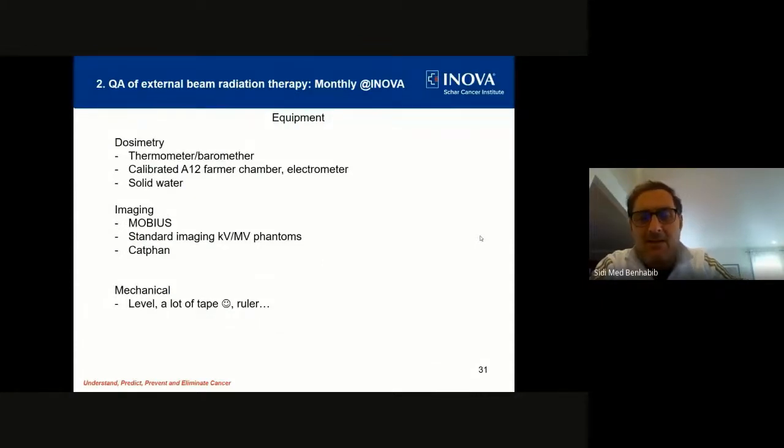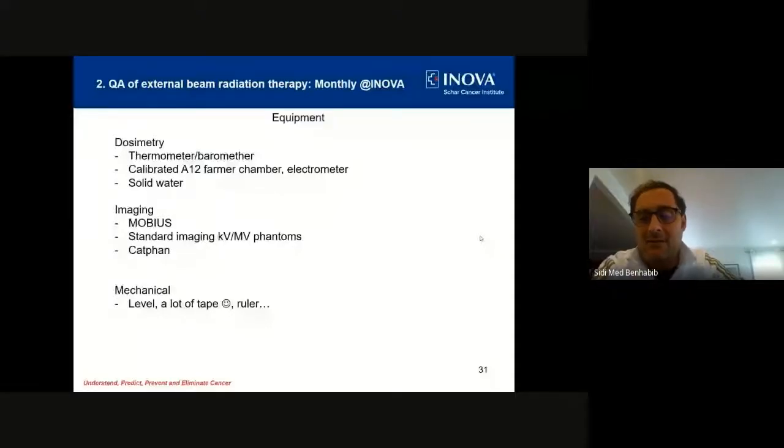Monthly QA, as I mentioned, so what are the tools that you need? You need a thermometer and a barometer to correct for temperature and pressure. And then you need an A12 Farmer chamber and an electrometer. And we usually do it in solid water. It is not convenient to do it in liquid water. We do the liquid water only one time a year. Basically, that's TG-51. And then on a monthly basis, we use solid water with a Farmer chamber.